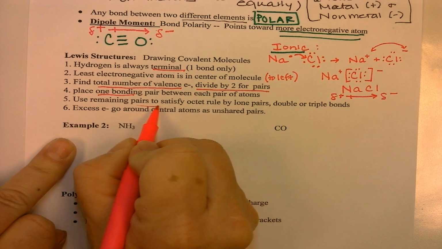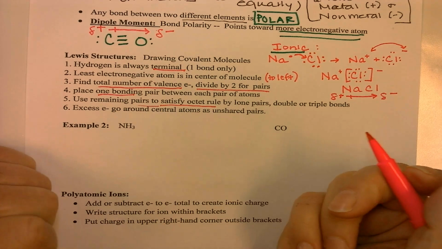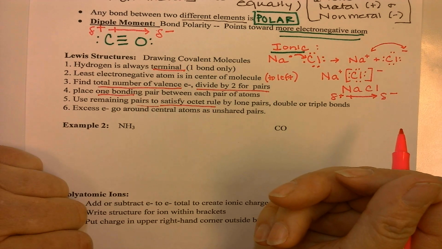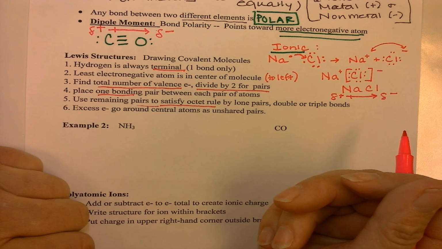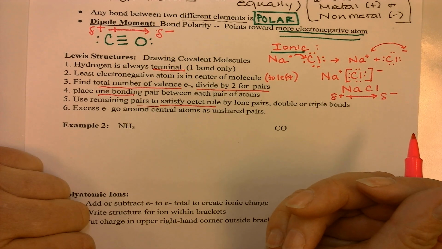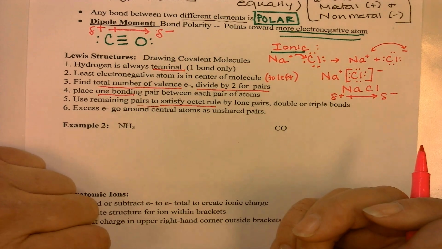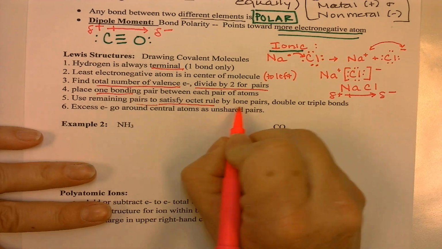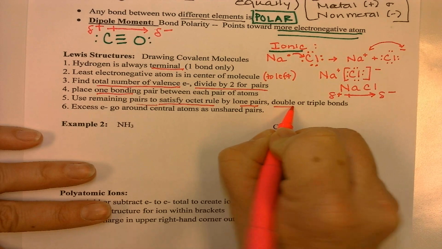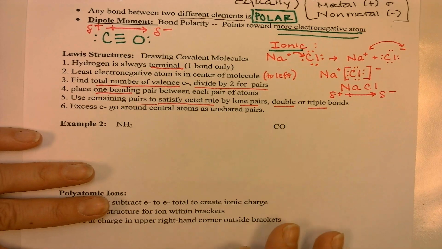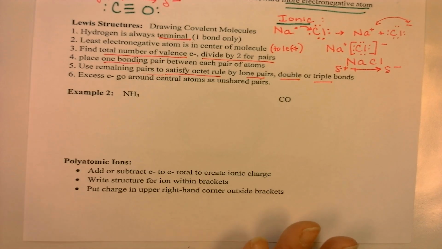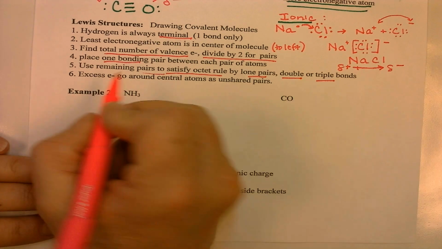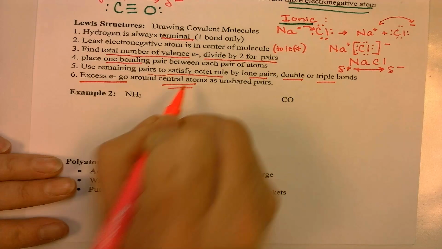Then you use the remaining pairs to satisfy the octet rule. And we've done the octet rule. The octet rule says everybody gets 8 except who? Who doesn't need 8 electrons? Hydrogen. Everybody gets access to 8 except for hydrogen, which only needs access to 2. And you can use lone pairs, double bonds, or triple bonds. Okay? Lastly, I'm all done. Everybody has 8, but I've got these 2 electrons left over. What do I do with them? Any excess electrons go around the central atom.